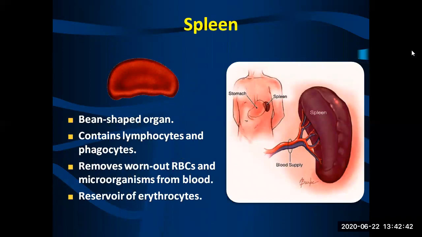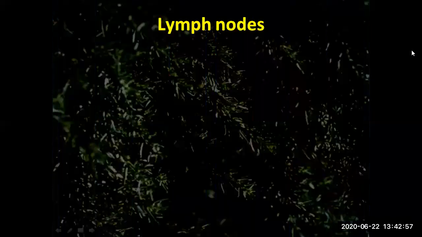Okay, spleen. What is spleen? You should recognize what the spleen is. That is a secondary lymphoid organ. It is a bean-shaped organ containing lymphocytes and phagocytes. It removes worn-out RBCs and microorganisms from the blood. It is even a reservoir of erythrocytes.